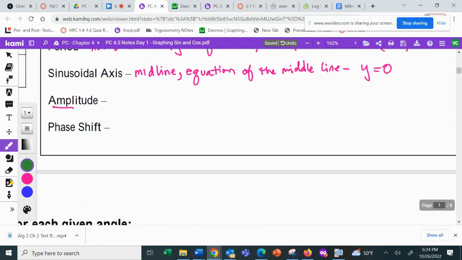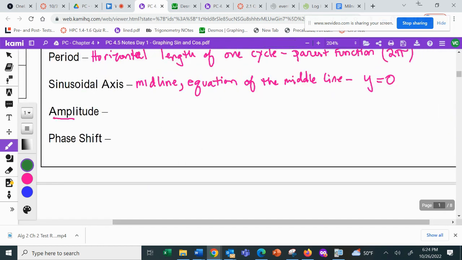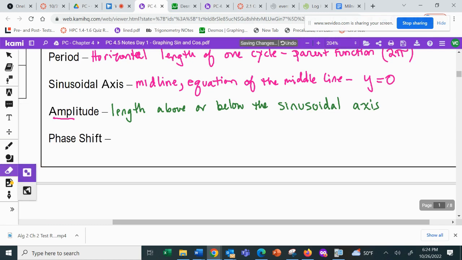So the amplitude is the length above or below the midline, which is the sinusoidal axis. And then for this parent function, the amplitude is going to be 1. Just 1 unit above and 1 unit below.